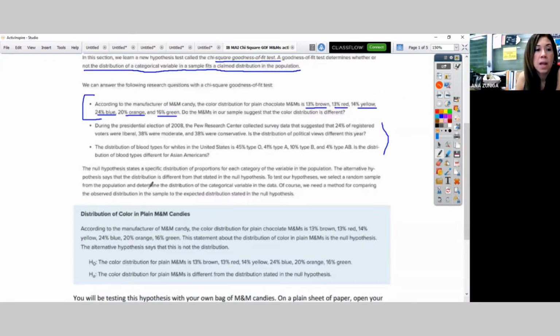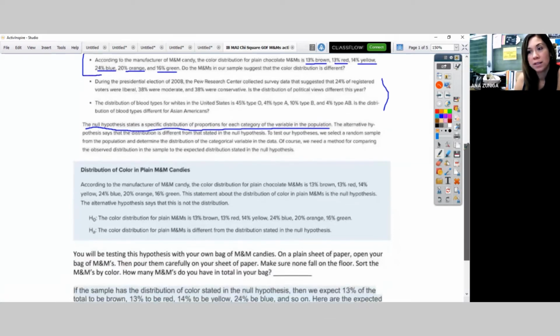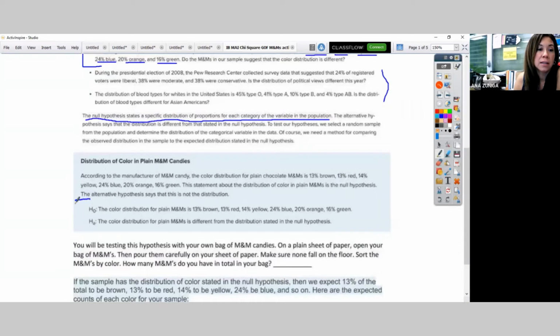So the null hypothesis, just like before, states that the distribution for each category in the population is exactly the same as what is claimed. The alternative hypothesis is that it is different. So here you see that we have stated the null hypothesis. The null hypothesis is that the color distribution for plain M&Ms is exactly as it is stated by the company. It is 13% brown, 13% red, 14% yellow. So it's exactly the same. The alternative hypothesis is that the distribution of the plain M&Ms is different from that stated in the null hypothesis.